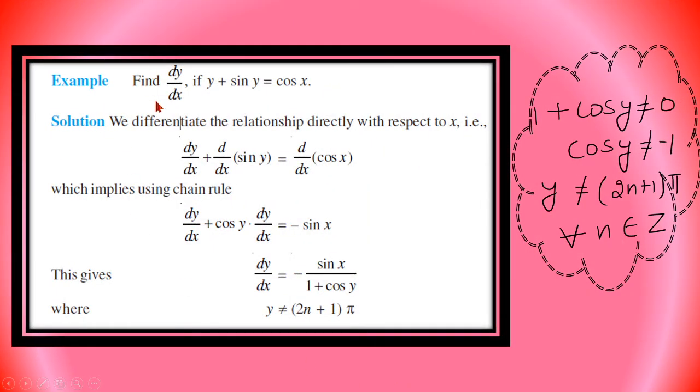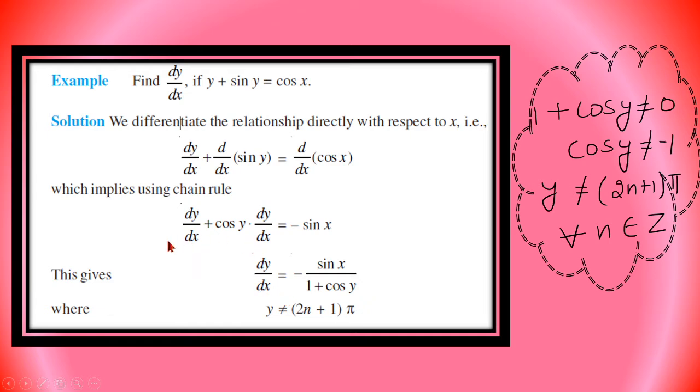Let's take one example. Here we have to find the derivative of y with respect to x in this equation. Let's differentiate directly. What is the derivative of y? dy by dx, or else we can say d by dx of y plus d by dx of sine y is equal to d by dx of cos x, which implies, using chain rule now, dy by dx plus cos y into dy by dx, and on the right side the derivative of cos x is minus sine x.